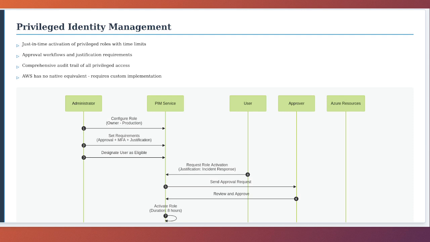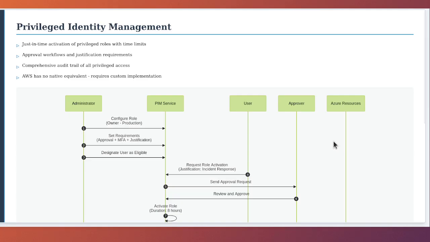The problem with traditional role assignments in Azure is that they're persistent. If you assign someone the owner role on a subscription, they have those powerful permissions continuously, 24 hours a day, 7 days a week, whether they need them or not. This creates security risk. If their account is compromised, the attacker has immediate administrative access. If the user makes a mistake, they have the permissions to cause significant damage.